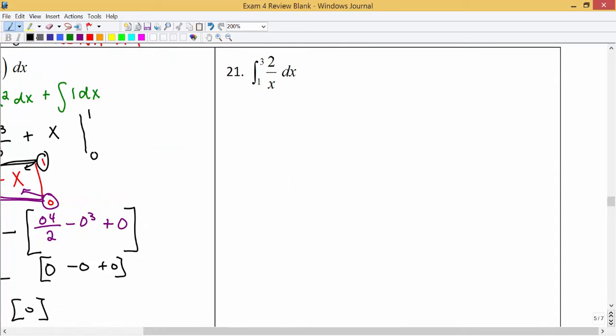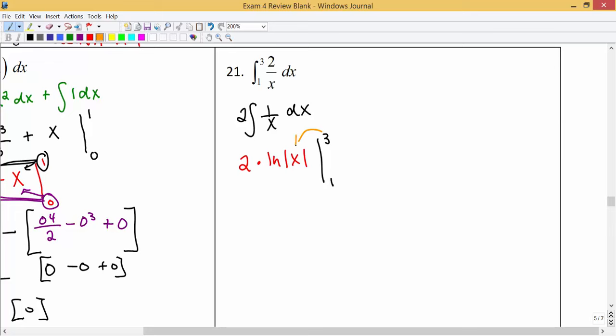Okay, let's look at number 21. We're asked to find the definite integral from x equals 1 to x equals 3. And we're going to first, of course, find the antiderivative of what we're given. So we're going to find the antiderivative of, I'm going to go ahead and bring out the 2 as the constant, and I'm going to integrate 1 over x dx. Of course, that's going to give us 2 times the ln of x, and we're going to evaluate this from x equals 1 to x equals 3.